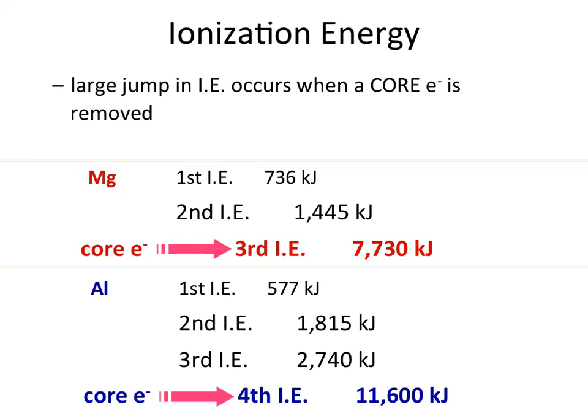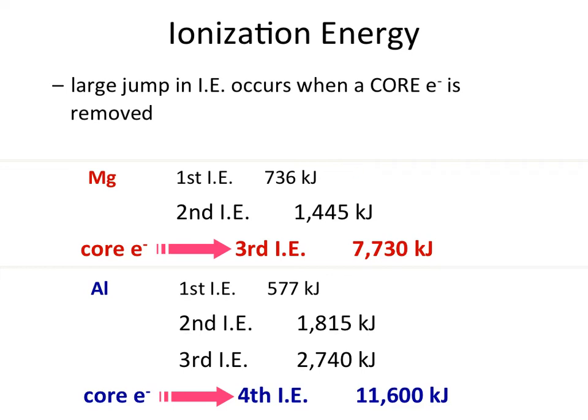One of the things that was emphasized in the last slide was that jump between the partially filled and the completely filled shell. So basically those core electrons. If I look at magnesium, magnesium wants to lose two electrons to be like the nearest noble gas. There is stability in having the electron configuration of a noble gas. Now, we see a large jump between the ionization values when I remove a third electron from a magnesium ion.